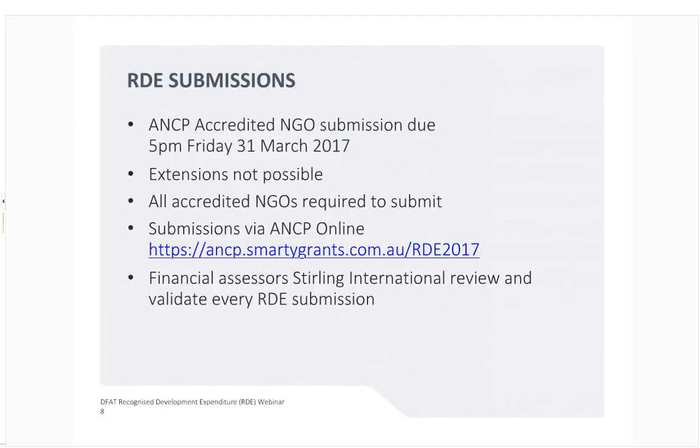So the round is now open. You're welcome to submit early. You can submit any time between now and 5 p.m. on Friday the 31st of March. And it is a contractual requirement under your grant agreements and funding orders that you do submit by Friday the 31st of March. And the ANCP team is monitoring ANCP online, and we're having a look who has started their submissions and who haven't started their submissions. So in the lead up to Friday the 31st of March, if we see that your NGO hasn't started a submission yet, we will pick up the phone and give you a call just to make sure that you've got all the information you need and that you're on track to have that submission in by Friday the 31st of March.